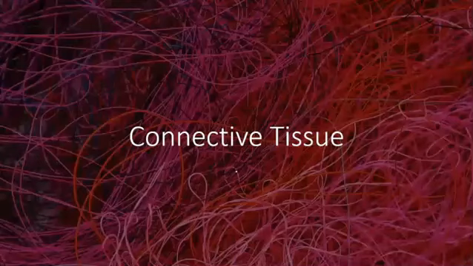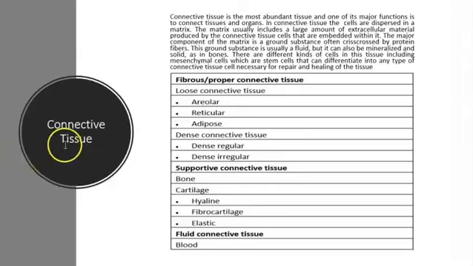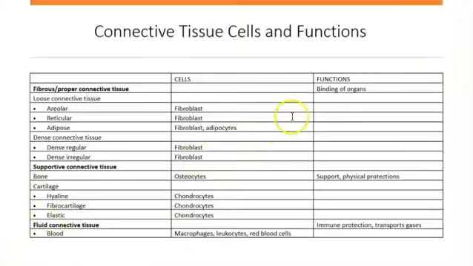Connective tissue is one of the most abundant tissues that we have in our body. There are multiple different tissues included in this category, such as fibrous tissue, adipose tissue, cartilage, bone, and blood. Since we have all these different tissues in our body, they provide different functions. For example, binding of organs, that's the fibrous tissue. Support and physical protection, that would be bones. Immune protection, that would be the blood.